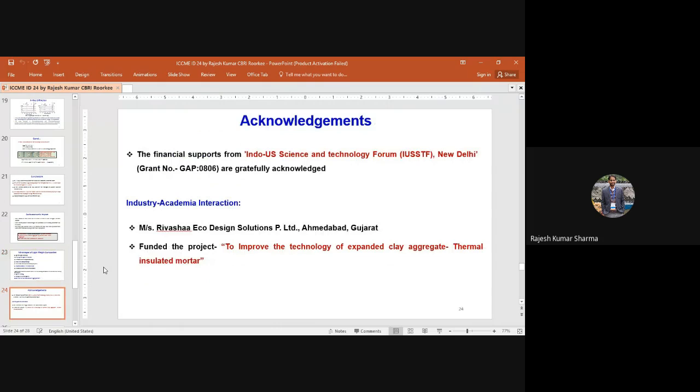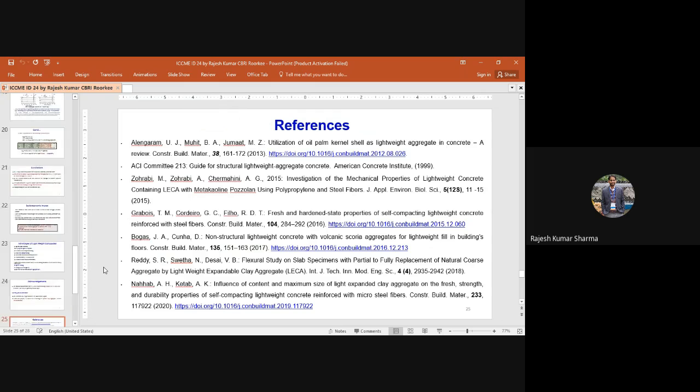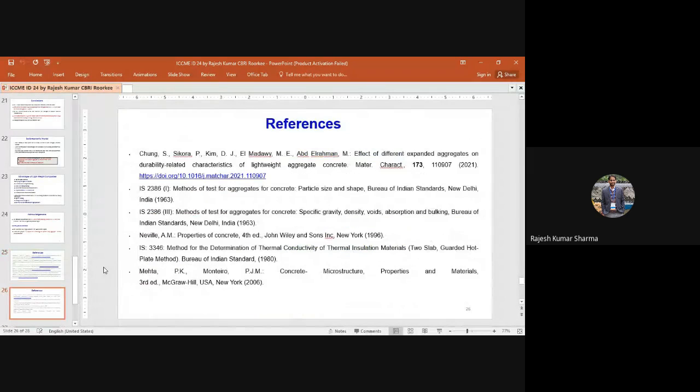This work has been conducted in our recent ongoing project, that is the Indo-US Science and Technology Forum under grant GAP 0806. And we have also done industry academia interaction with MSRs Rivasha Eco Design Solution Private Limited, and they have funded the research project to improve the technology of expanded clay aggregate. And now we are in the process of transfer of technology that we have developed in our lab to this party. These are some references that were followed to conduct this research study.